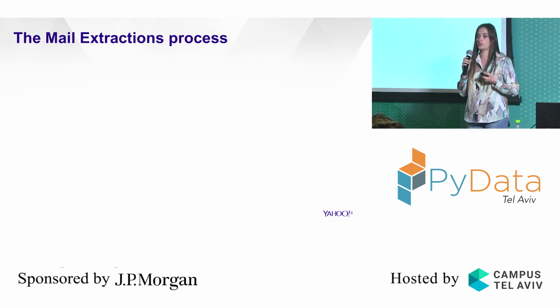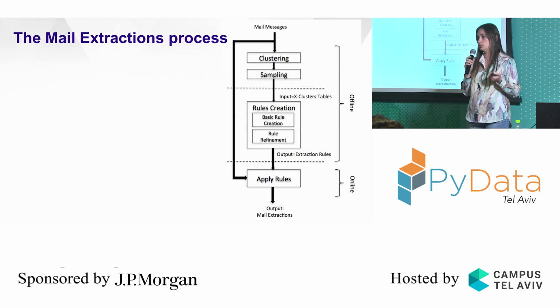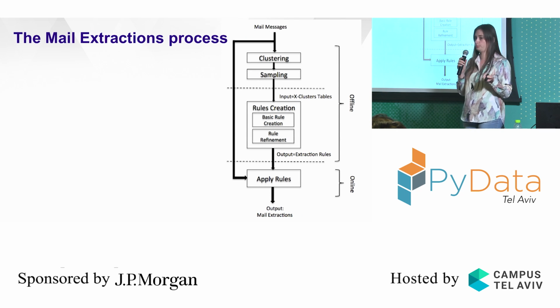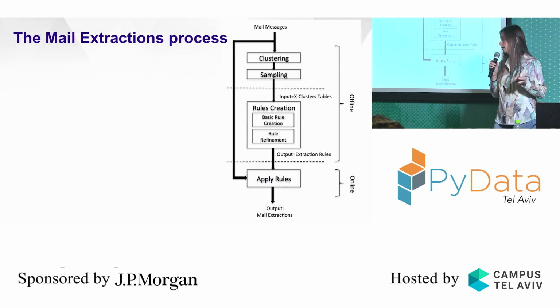Let's see how the mail extraction process goes. Our process consists of two parts, offline and online. The offline part is the key of the work.